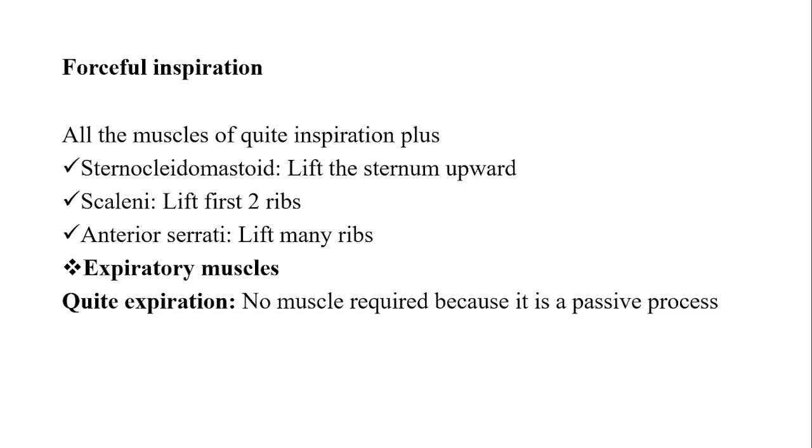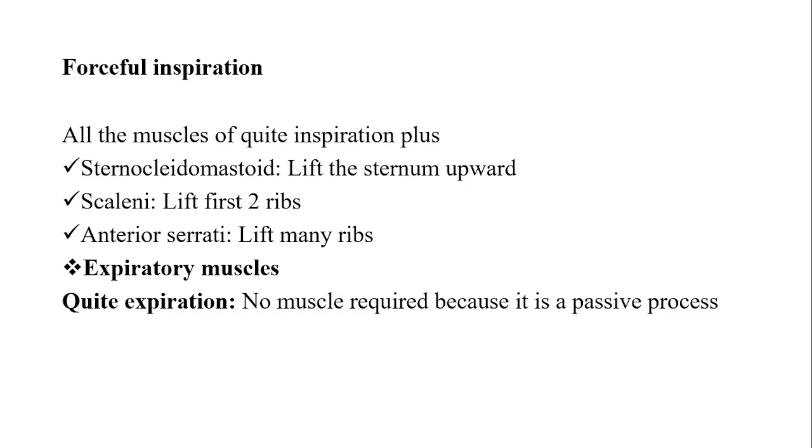So in that condition the respiration has to take place forcefully, and in forceful inspiration, these muscles are required alongside the muscles required in quiet inspiration, that is the diaphragm and external intercostal. We also need the sternocleidomastoid, which will lift the sternum upward, scalene, which will lift the first two ribs, and anterior serratus, which will lift the other ribs, and that's how they all help in increasing the diameter of the chest cavity.